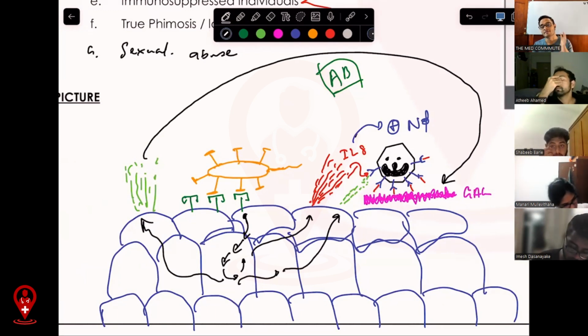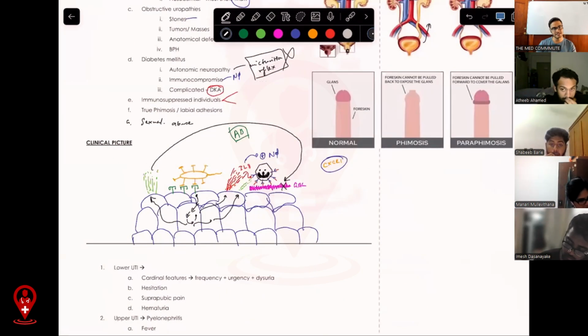But at the same time, these pro-inflammatory cytokines can damage this glycosaminoglycan layer. This is a problem. Why? When the glycosaminoglycan layer is destroyed, pathogen adherence increases. So the immune response against the pathogen is good, but the inflammatory damage to our surrounding normal structures, to the surrounding urothelium, is bad. So this is what causes the clinical features, guys.